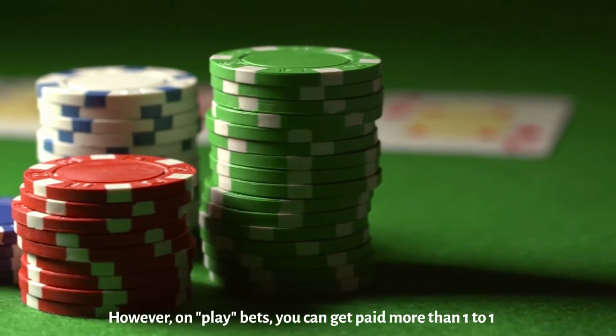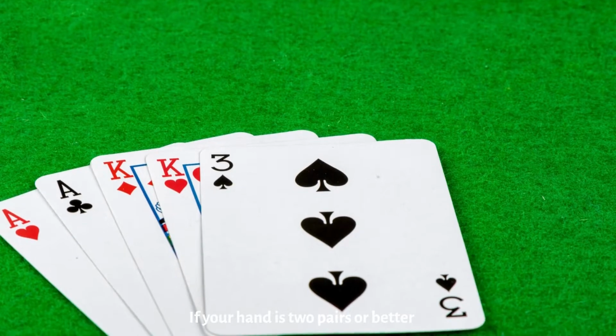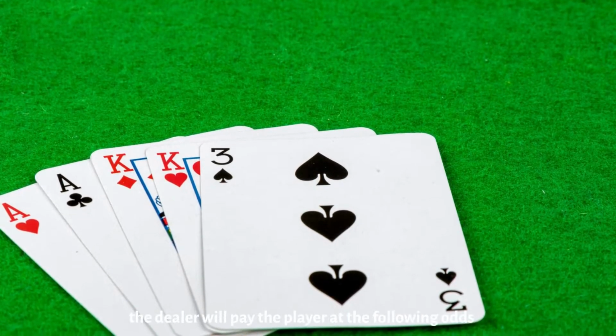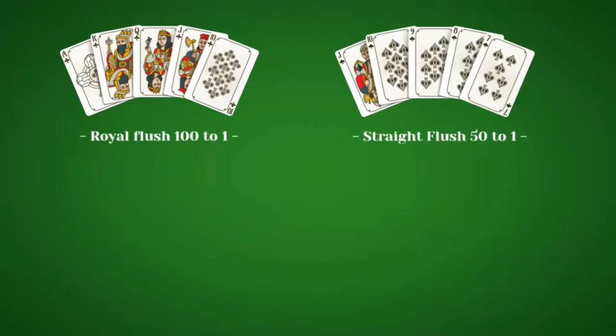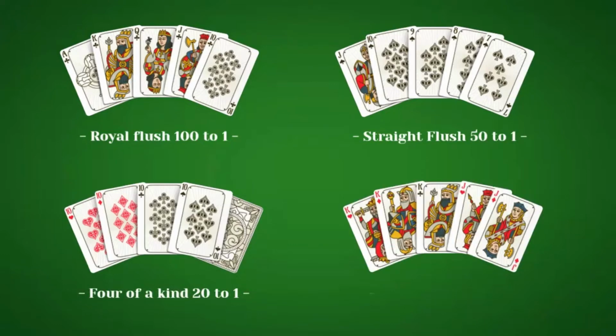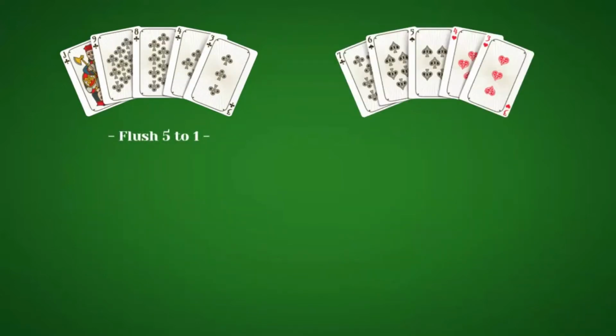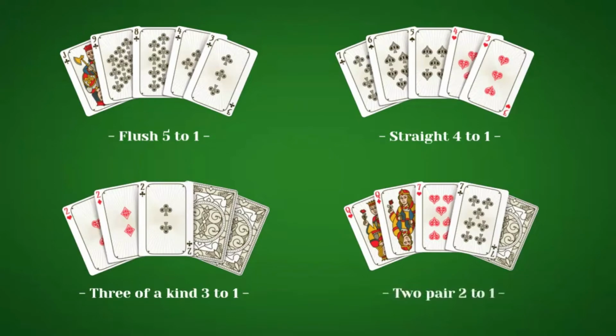However, on play bets, you can get paid more than 1-to-1. If your hand is 2 pairs or better, the dealer will pay the player at the following odds: royal flush, 100-to-1, straight flush, 50-to-1, 4 of a kind, 20-to-1, full house, 7-to-1, flush, 5-to-1, straight, 4-to-1, 3 of a kind, 3-to-1, and 2 pairs, 2-to-1.